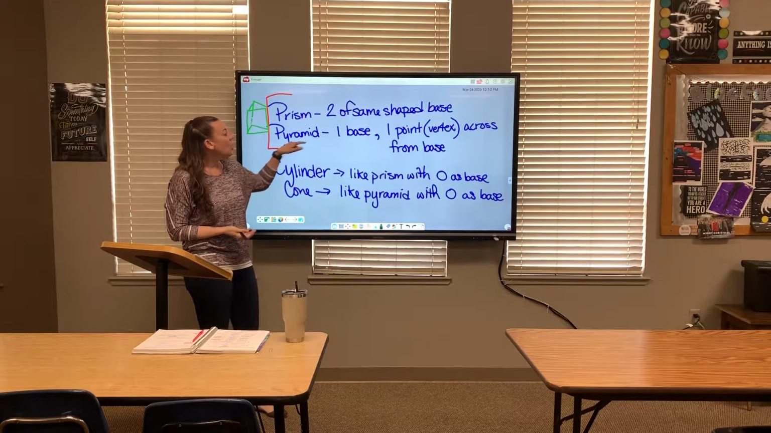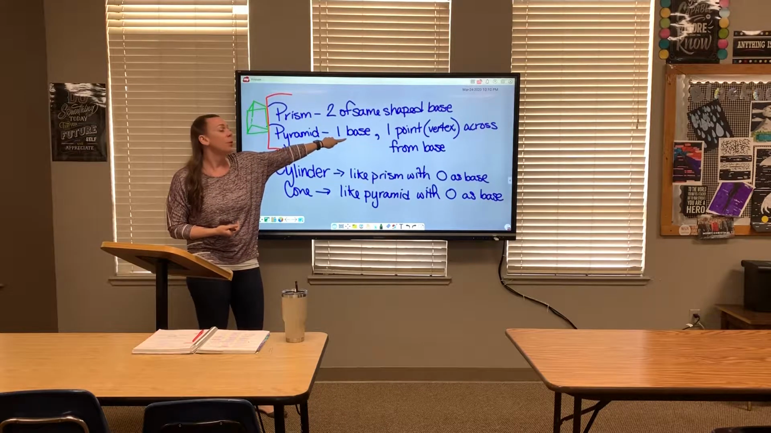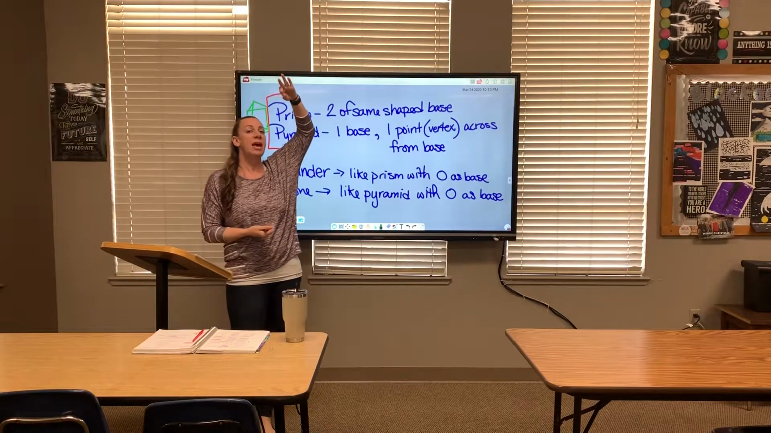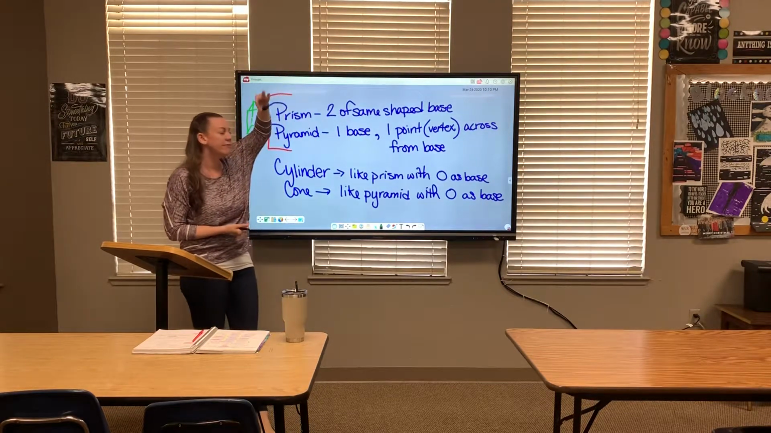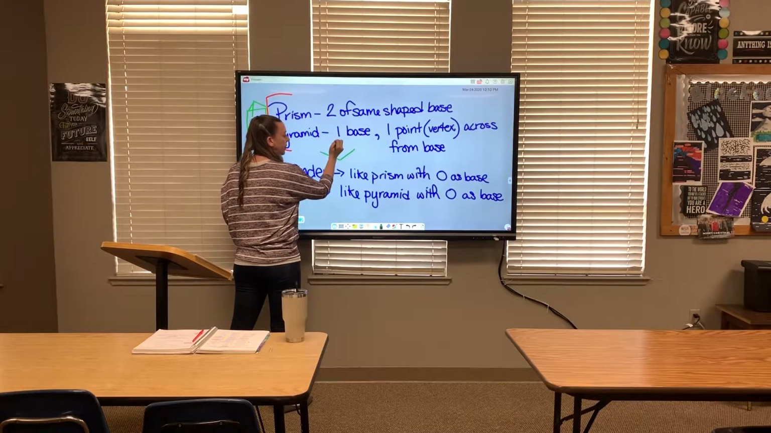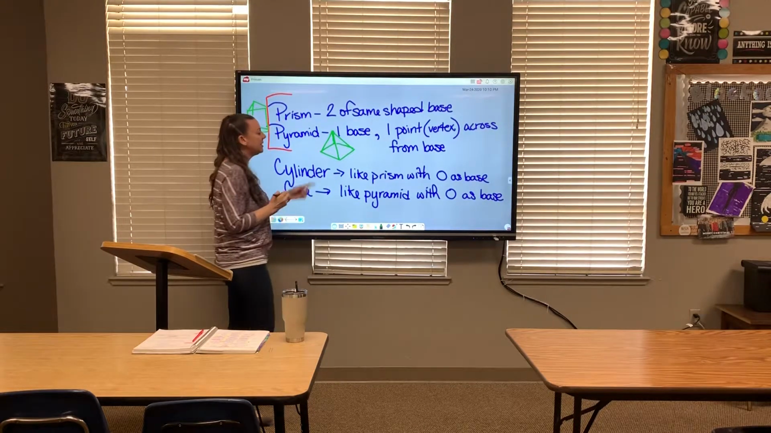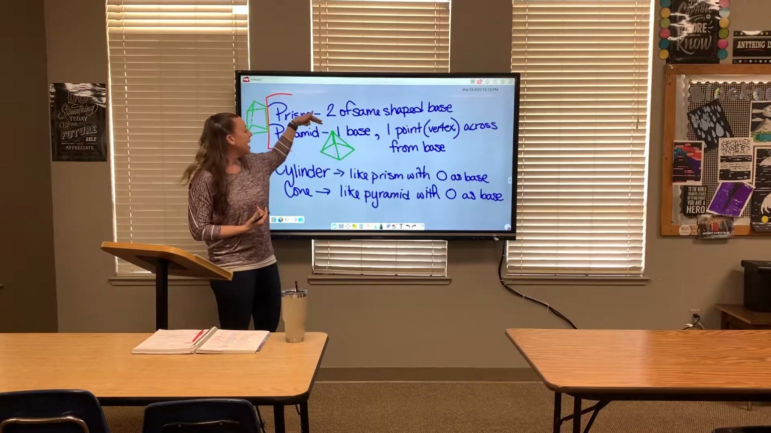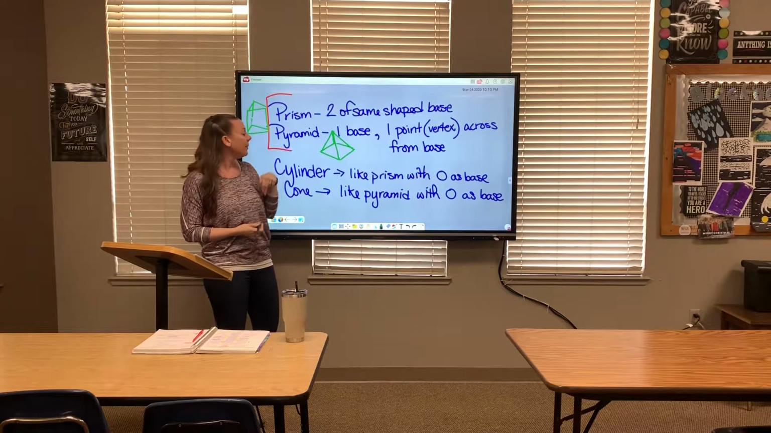And then a pyramid only has one base of that shape, one base, and it has a point up at the top, and that point is called a vertex, okay? A point is a vertex. So that would be something like this. If I have a point here, that looks kind of like a square pyramid or a rectangular pyramid. So the base would be a rectangle, and then you have one point up at the top, okay?